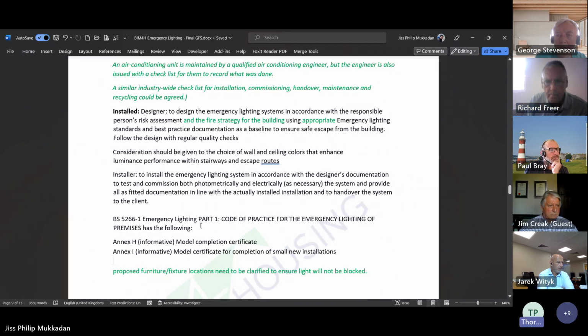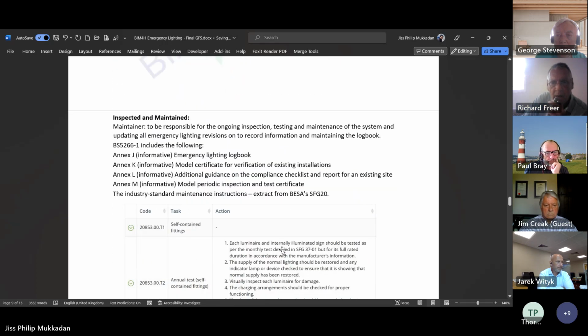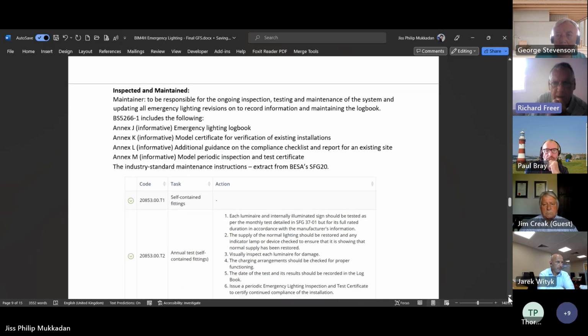Yeah, and it's also probably worth noting that we've had Brexit, but in the standards world, we're still part of Europe. So BSI negotiated a special membership with CEN to stay within the European standard system. So we still follow European standards. Okay, let's press on. Just put the colon after or equivalent. Great. Now scroll down, please. Right, inspected and maintained. The maintainer to be responsible for the ongoing inspection.